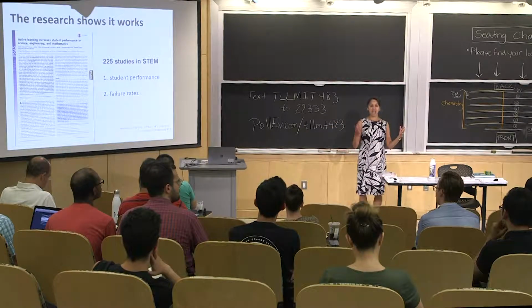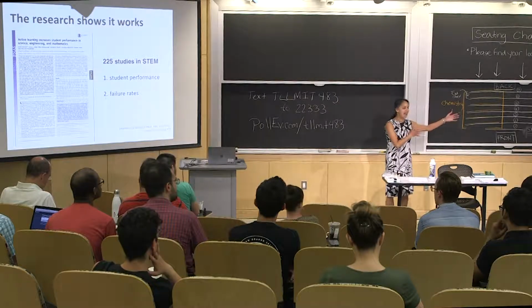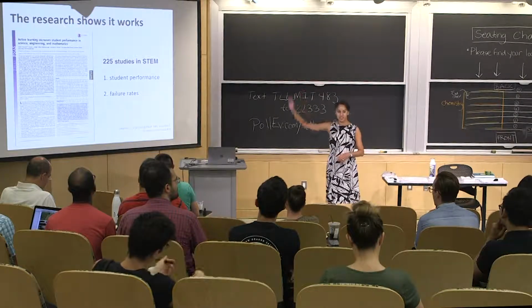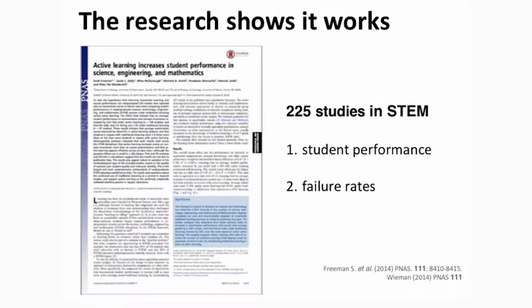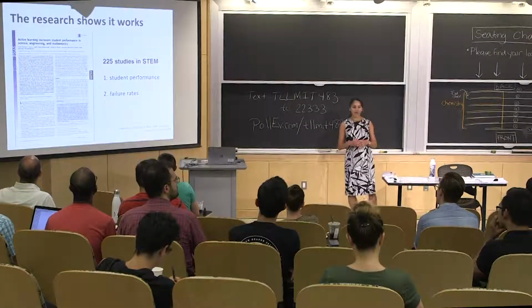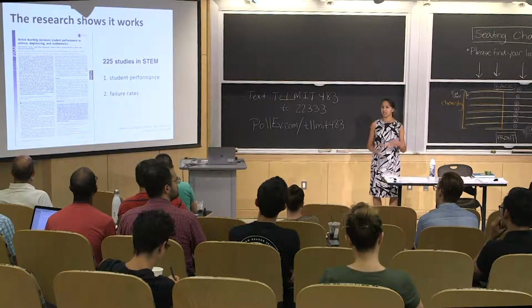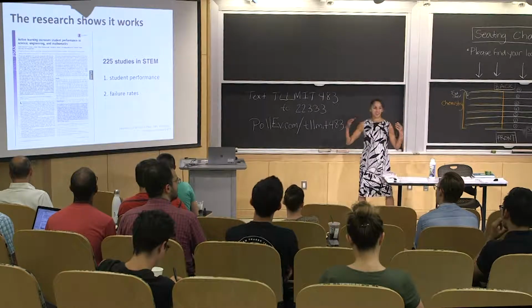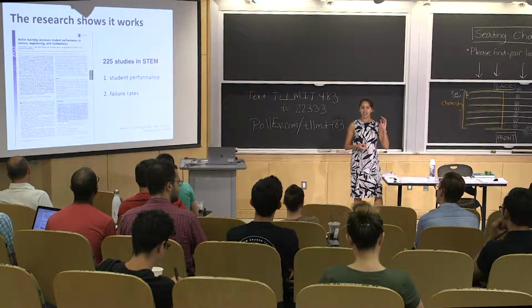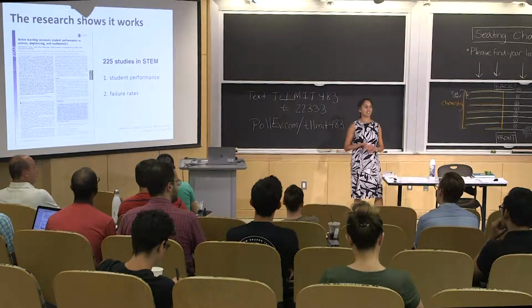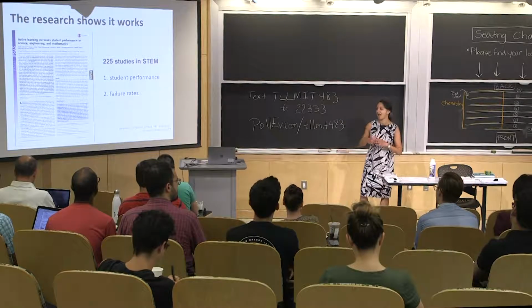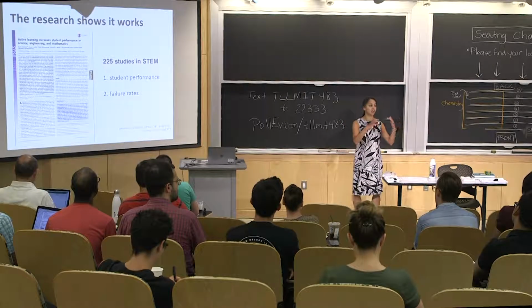But now we actually have a meta-analysis done by Freeman and colleagues in 2014 that looks at 225 different studies done in higher education in university settings in STEM disciplines, where either quasi-experimental methods or randomized controlled trials were used, with a control group and a treatment group, that show that active learning helps students learn and decreases failure rates in these subjects. These were intro-level courses in STEM as well as upper-level courses, and these were techniques used either in lecture or in recitation.